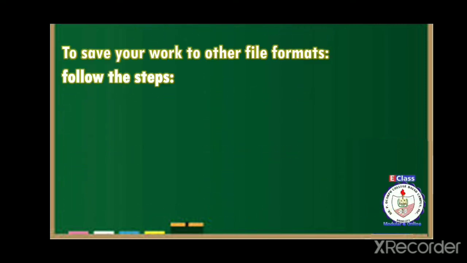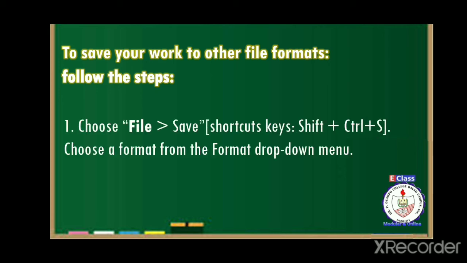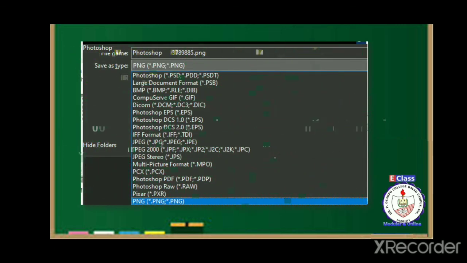To save your work to other file formats, follow the steps. Choose File, Save As. Shortcut keys: Shift plus Control plus S. Choose a format from the Format drop-down menu. And this is the example, showing how to save as the type or the folder that you want to save in Photoshop.